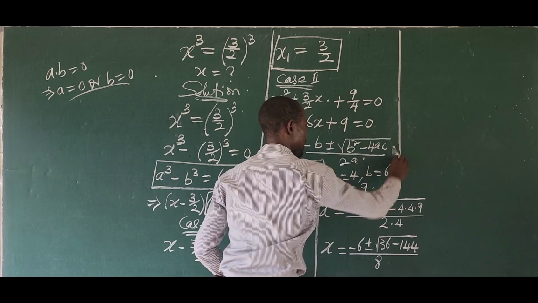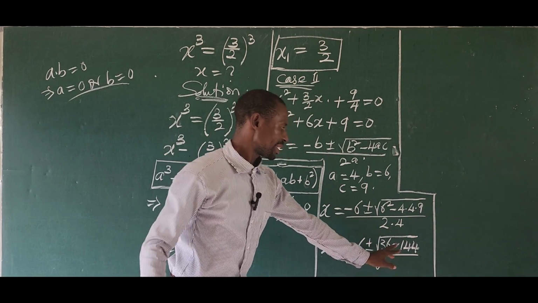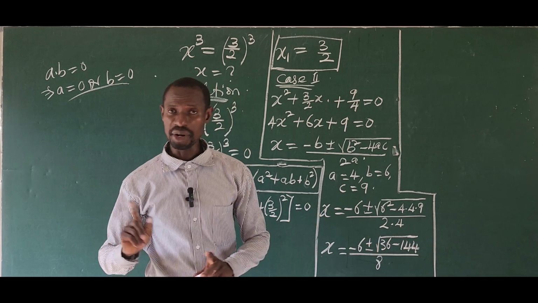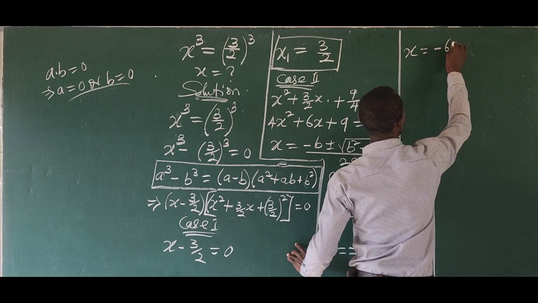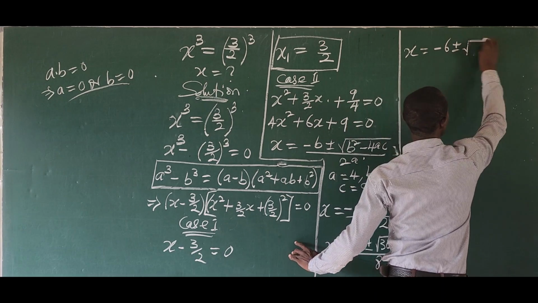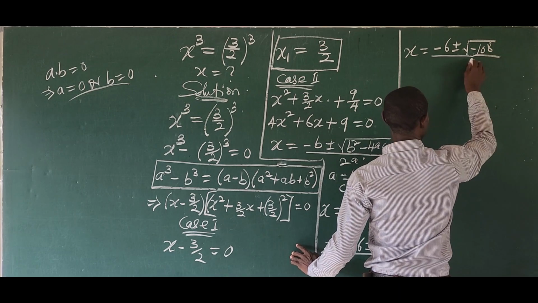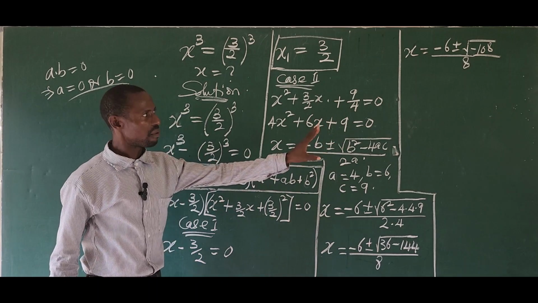So let's continue. Okay, so we simplify this. 36 minus 144 will give us minus 108. So we now have x is equal to minus 6 plus minus the square root of minus 108 all over our 8. So definitely we're going to have imaginary roots from here.